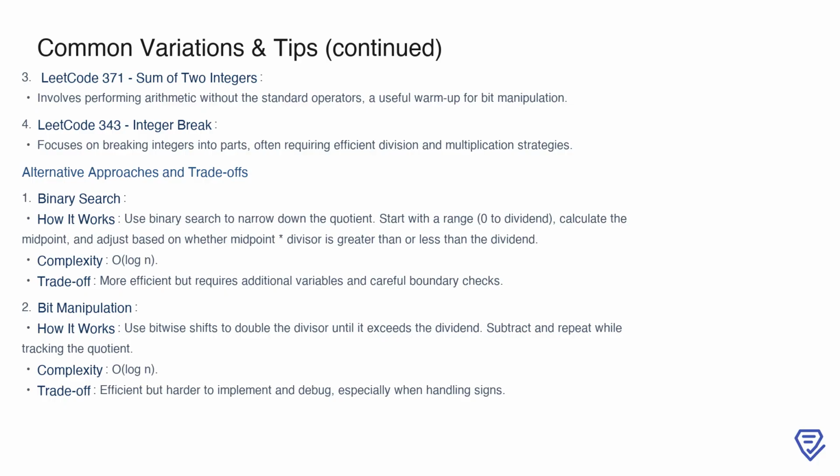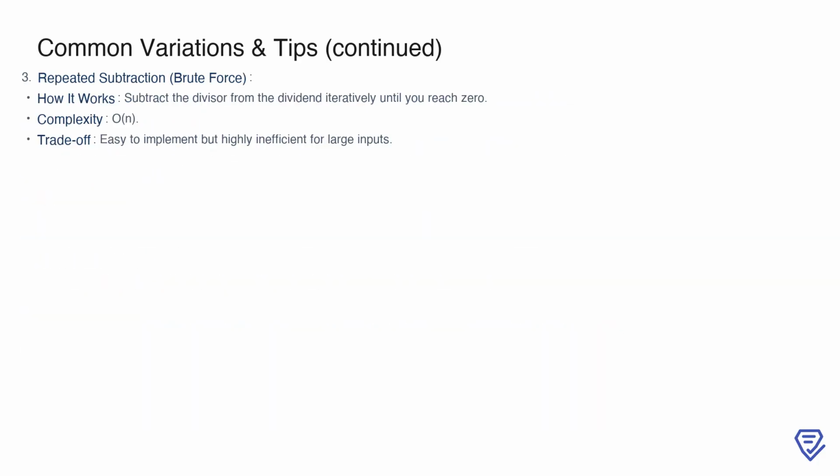Bit manipulation is another efficient approach, where you use bitwise shifts to repeatedly double the divisor and subtract from the dividend. While it's highly efficient, also with O(log n) complexity, it's harder to implement and debug, especially when dealing with signs. Finally, there's the brute force method, which involves repeatedly subtracting the divisor from the dividend until the dividend is reduced to 0 or less.